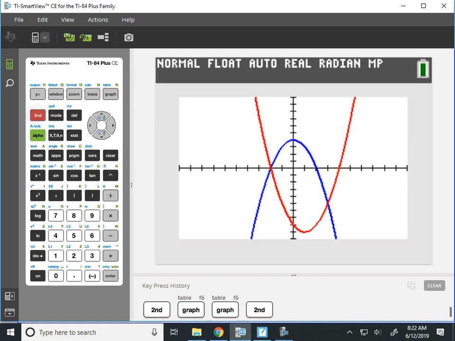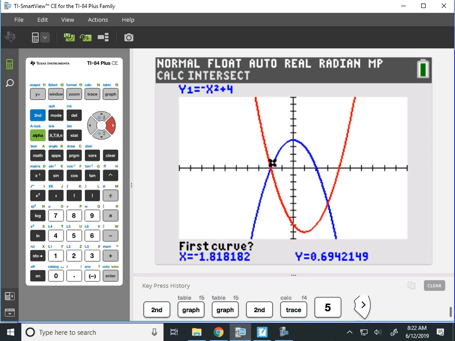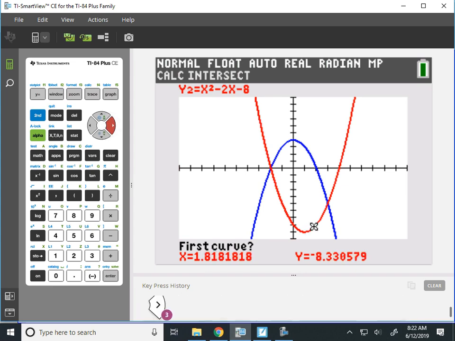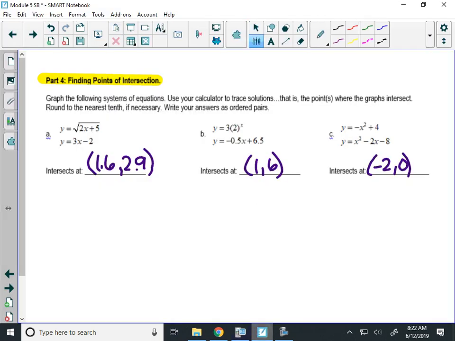Again, if I looked at the table, I would see at negative 2, the output is 0 for both. And then if I go back to my graph, I'm going to trace the other one. So I'm going to bring my cursor this time closer to the other point of intersection. There you go. Hit enter, enter, enter. Third time tells me that intersection point is at 3, negative 5.